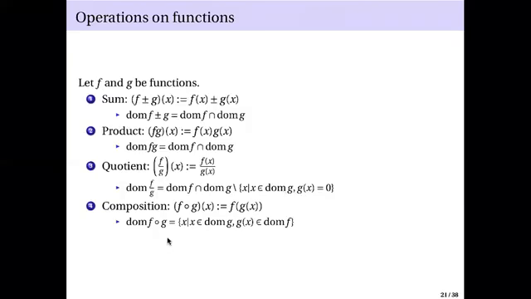For the composition f circle g, the domain of f circle g, it's the set of all x such that x is coming from the domain of the function g, such that the g of x is in the domain of f. Okay? So question for this.